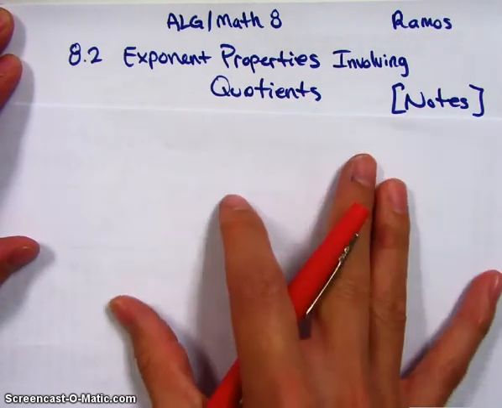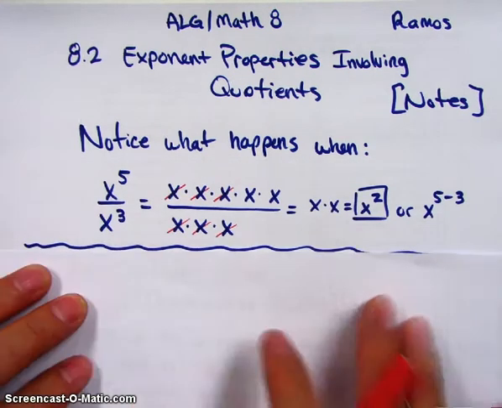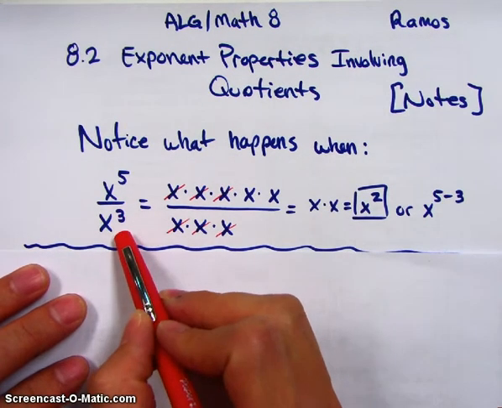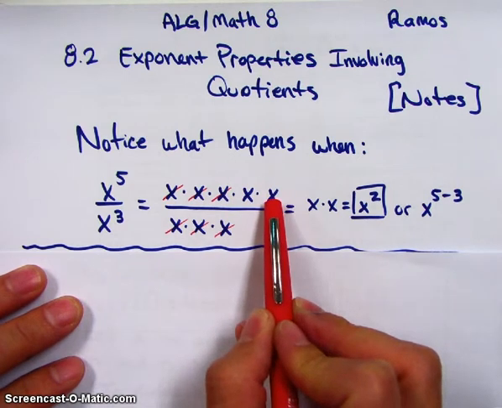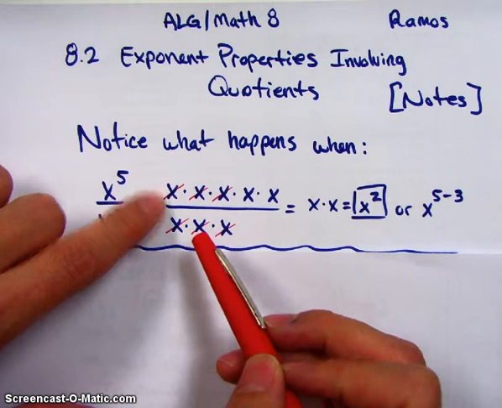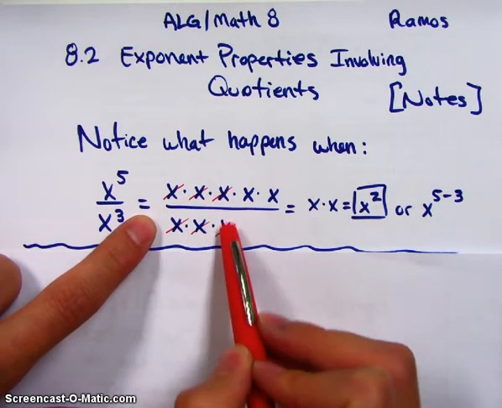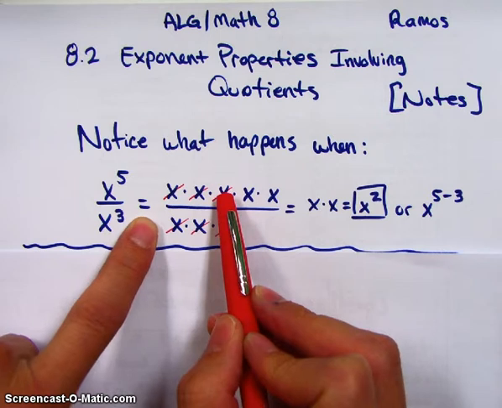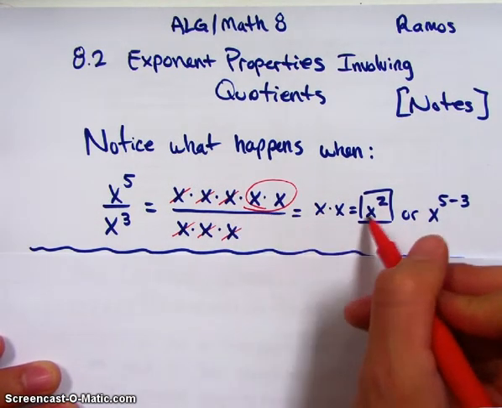Last time we talked about products. So let's take a look. Notice what happens with x to the fifth over x to the third. x to the fifth is x times x times x times x times x, over x to the third, x times x times x. Well, you can see that anything divided by itself is going to turn into a 1. So there's a 1, there's a 1, and there's a 1. That all cancels out, 1 times 1 times 1, right? And I'm left with only 2 x's, an x and an x, which is x squared.